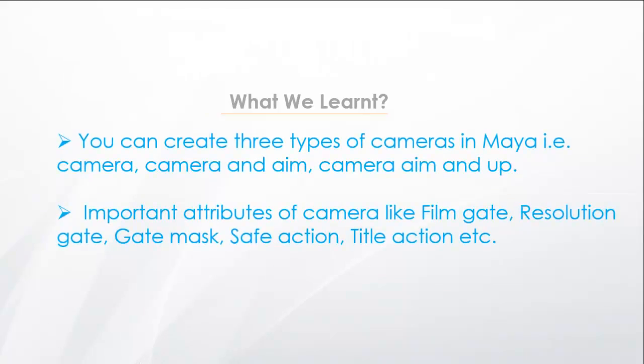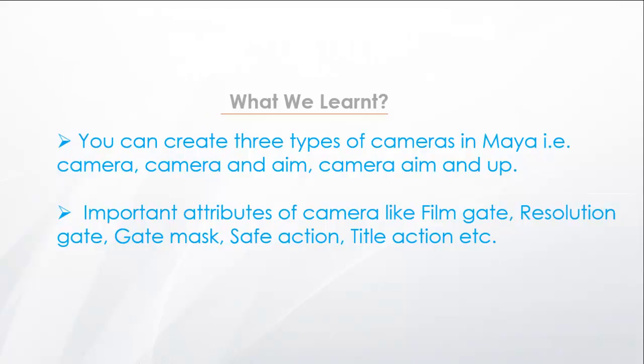We have seen the types of cameras also. You can create 3 types of cameras in Maya, that is camera, camera and aim, where aim is the locator which decides where your camera should focus on or should be aimed at. And then the third type is camera aim and up, where up is going to control the orientation of up axis of your camera.